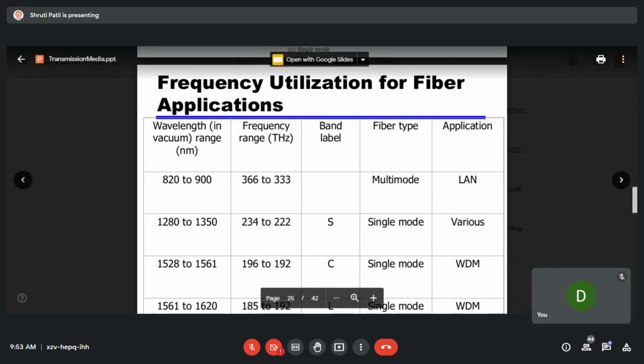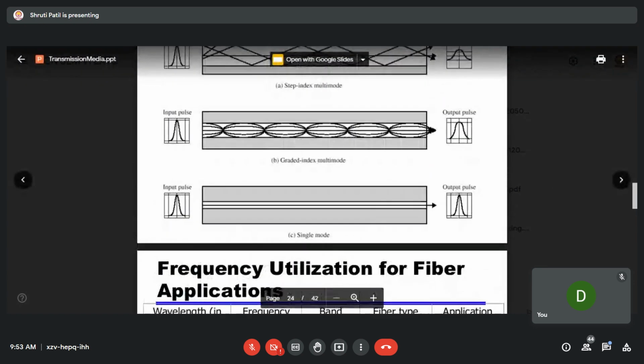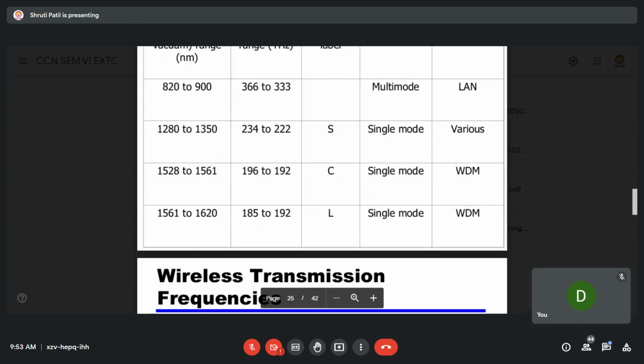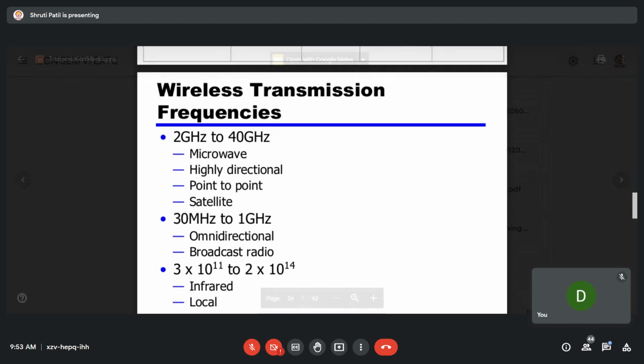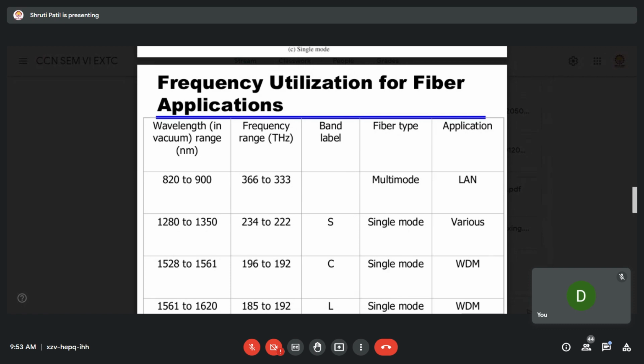There are different wavelength and frequency ranges which it can handle, operating in various bands. Depending upon whether it is multi-mode or single mode, and what frequency range it operates in, it can be used in LAN and in wavelength division multiplexing, WDM. Now this was regarding the wired mediums. We have seen twisted pair, coaxial cable, and optical fiber.